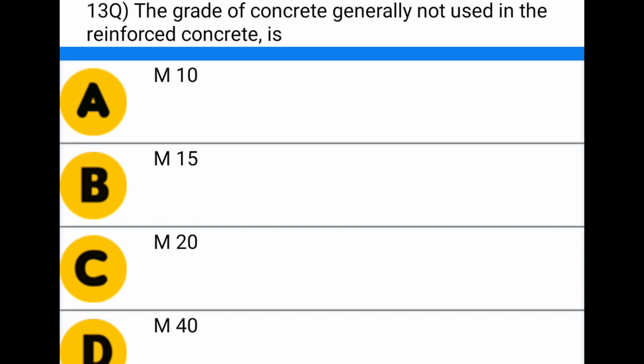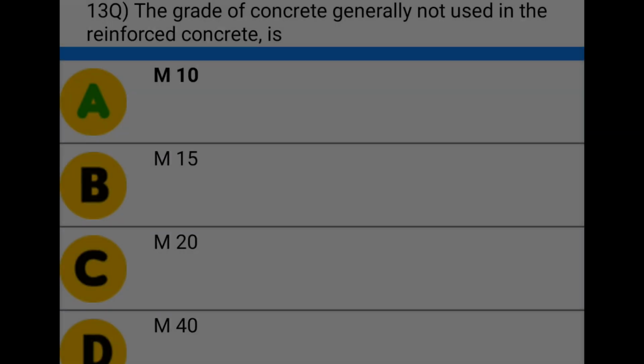The grade of concrete generally not used in reinforced concrete is: option A M10, option B M15, option C M20, option D M40. The correct answer is option A M10.